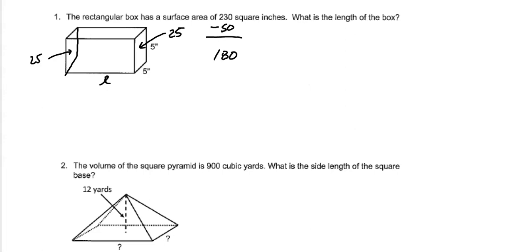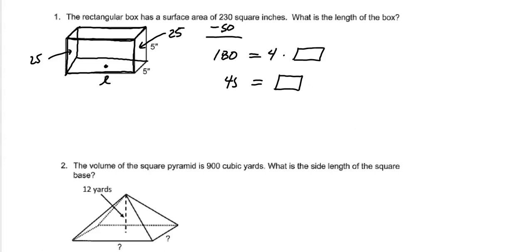And luckily, because this thing has a square end, this bottom area is just 5 times L. And there's actually 4 of those. So you have this rectangle in the front, you have the rectangle on the top, you have the back rectangle. So we have 4 rectangles. So this is going to equal 4 times the rectangles. So if I divide by 4, each rectangle has to have an area of 45.